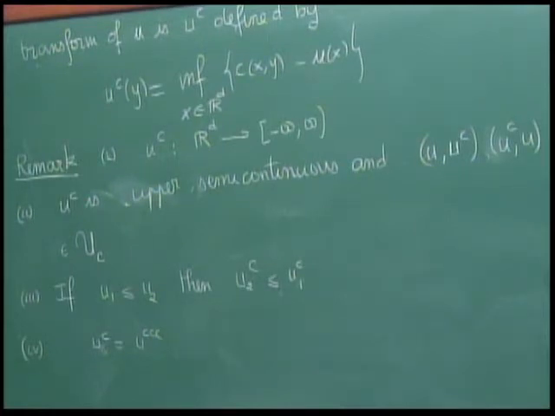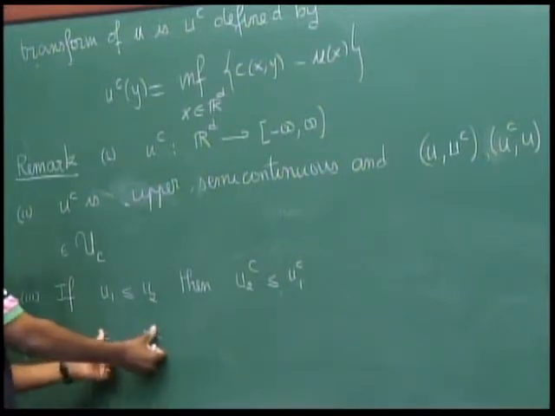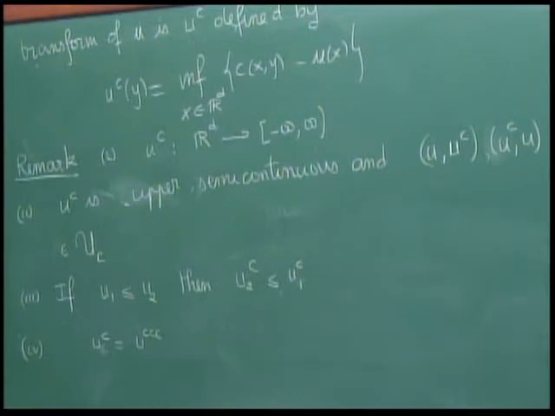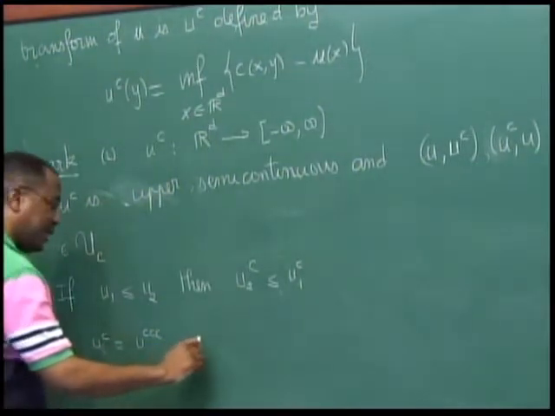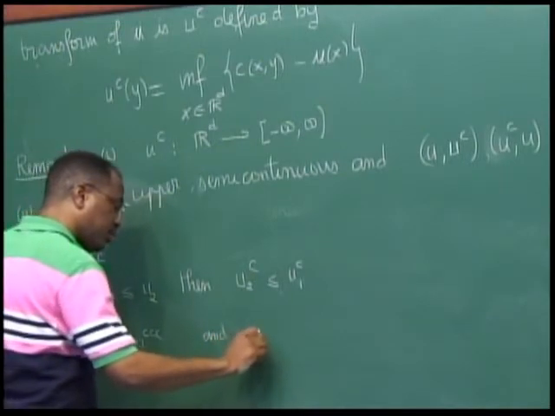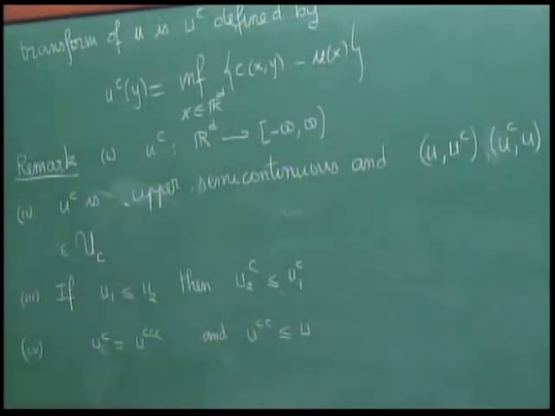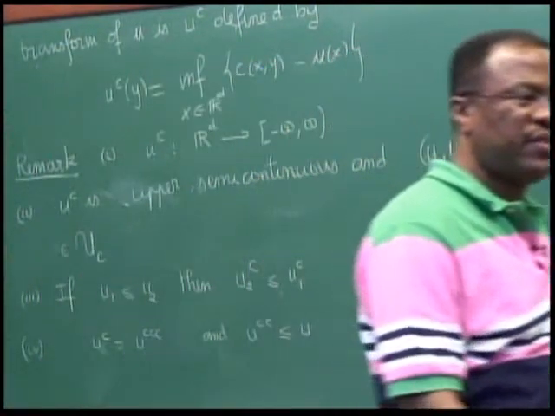You cannot expect this because uc is upper semi-continuous. UCC is upper semi-continuous. If U is not upper semi-continuous, there is no way I will expect that U is UCC. So we have this, and UCC is less than or equal to U. That is what we have in general. We don't have that UCC equal to U.